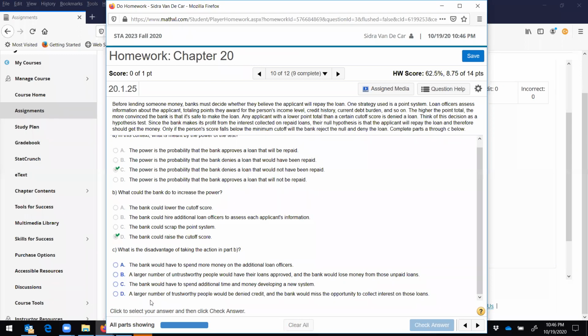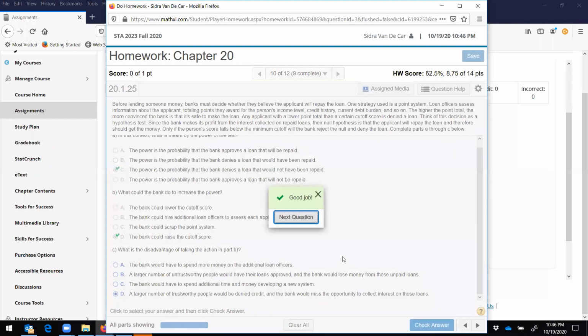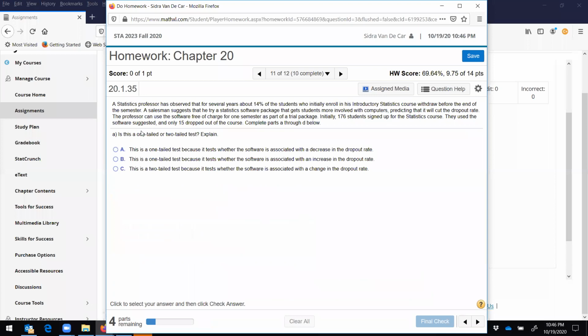A larger number of trustworthy people would be denied credit and would miss the opportunity to collect interest on those loans, right? In other words, we would end up not lending to a lot of people who would have repaid us because we made the cutoff score too high.